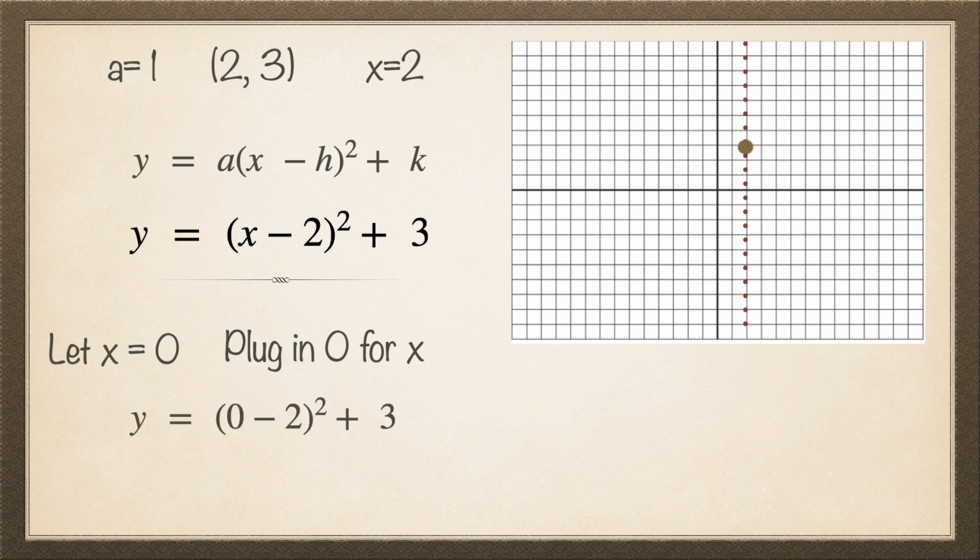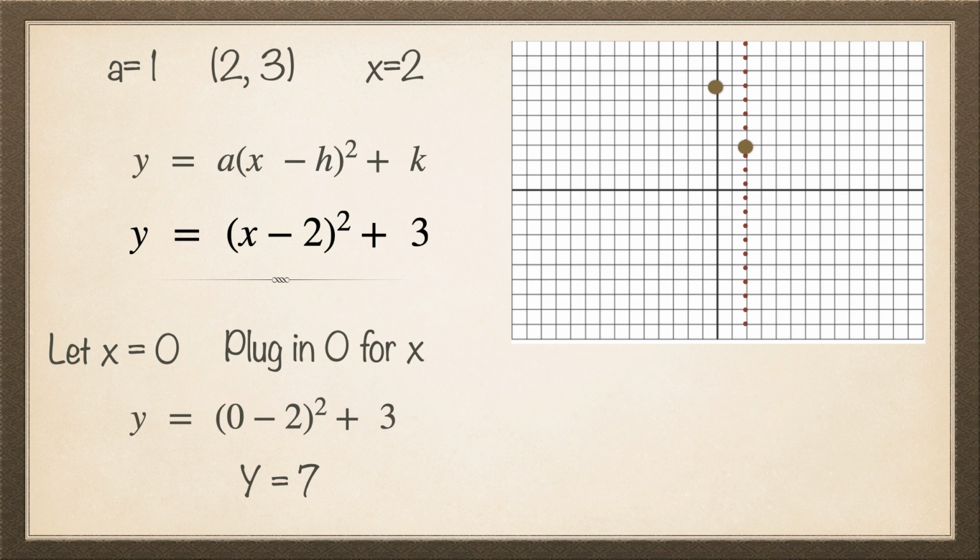So here I have 0 minus 2 quantity squared plus 3. Well, 0 minus 2 is negative 2. Negative 2 quantity squared is going to be negative 2 times negative 2, positive 4, plus 3, which is equal to 7. So y is equal to 7 when x is 0. So I'm going to graph it, go over 0 and up 7.